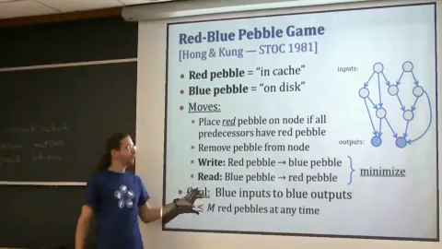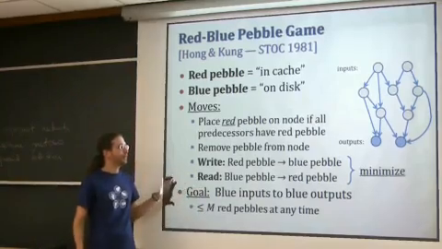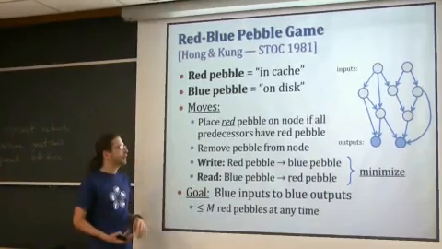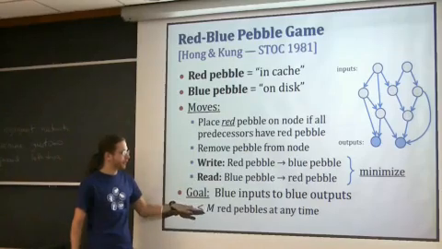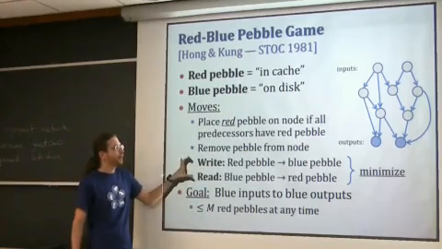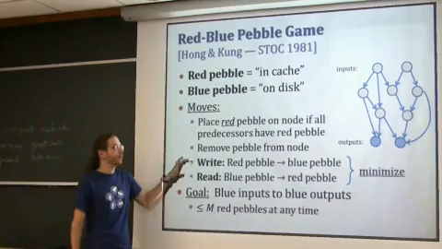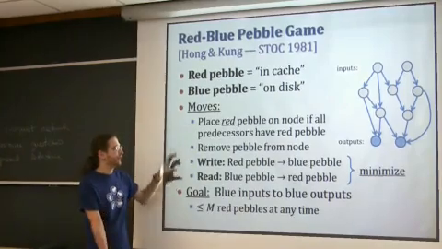But the objective here is different. Before we were minimizing essentially cache size. Cache size now is given to us. We say we have a cache of size m. But now what we count are the number of reads and writes, the number of switching colors of pebbles. That is the number of IOs.